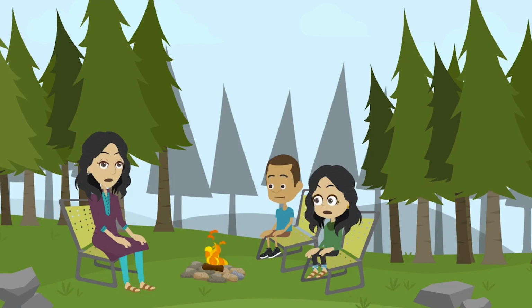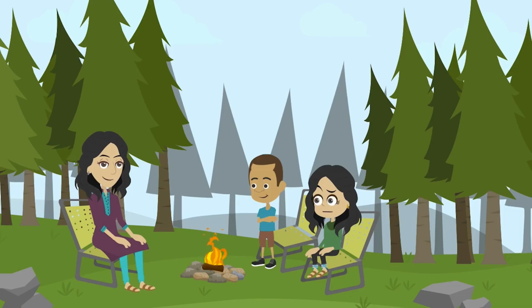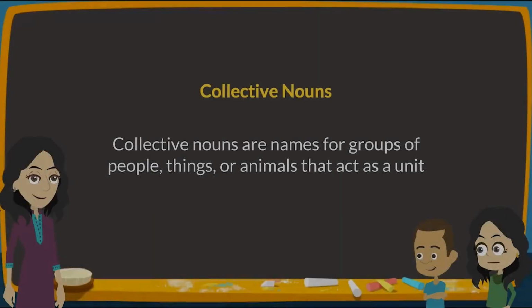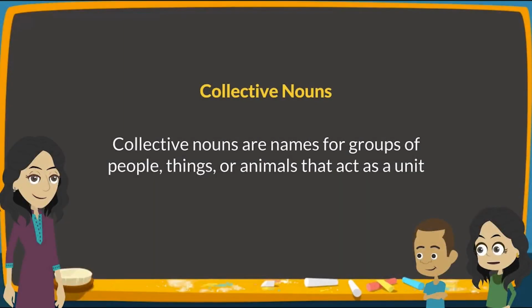What was that? It sounds like a wolf. Or a whole group of wolves. You mean a pack of wolves? Is it wrong to say group? It's not wrong, but there are specific words to describe different groups. These are called collective nouns. We know. We've studied collective nouns. Yes, we have. Collective nouns are names for groups of people, things, or animals that act as a unit.